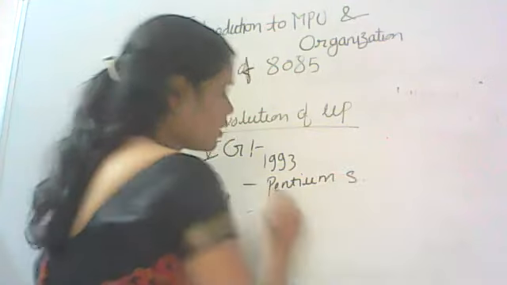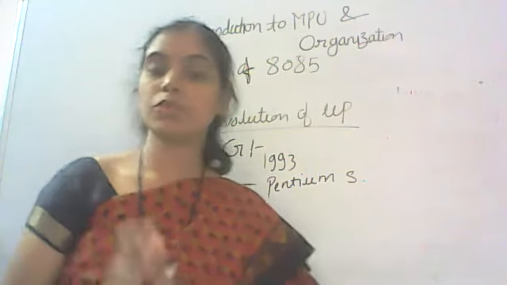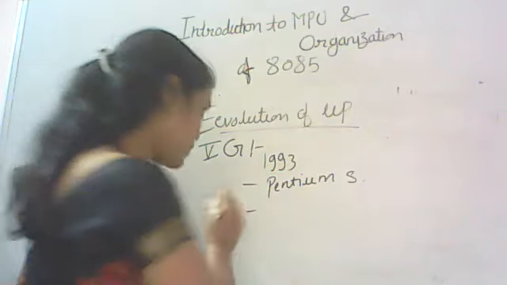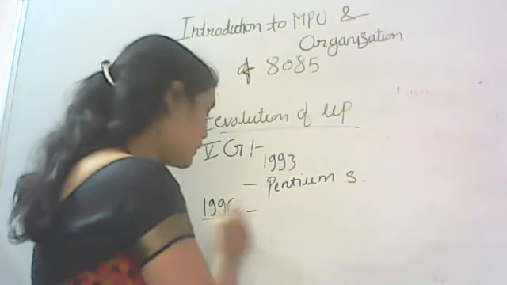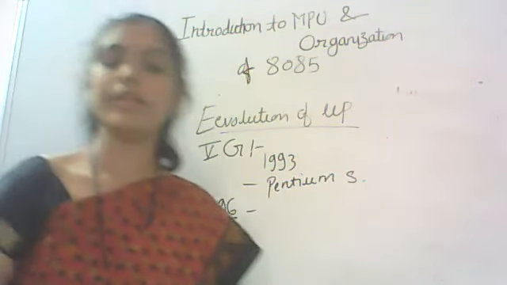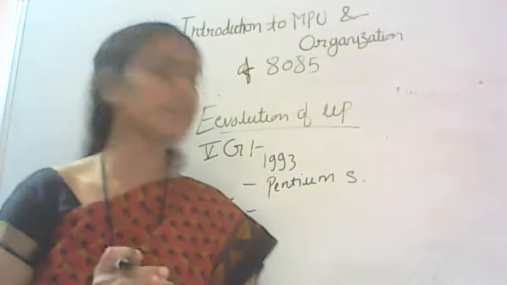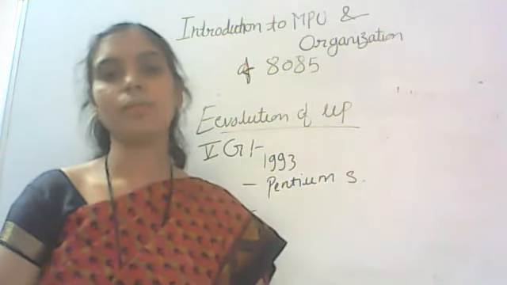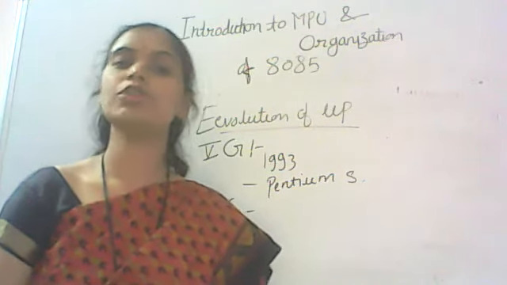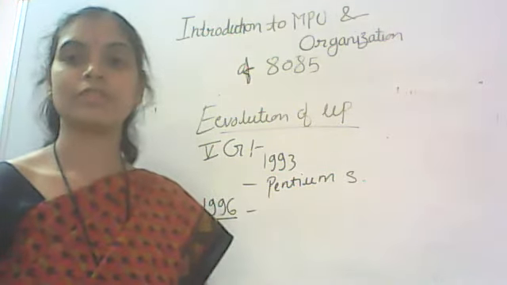The Pentium series, that is P1, P2, P3, then i3, i7. After 1996: Celeron, Xeon, DX4, Core i3, Core i7. In this generation, Intel made a drastic improvement in microprocessors, providing the greatest speed and running systems on new operating systems such as Linux and Unix.